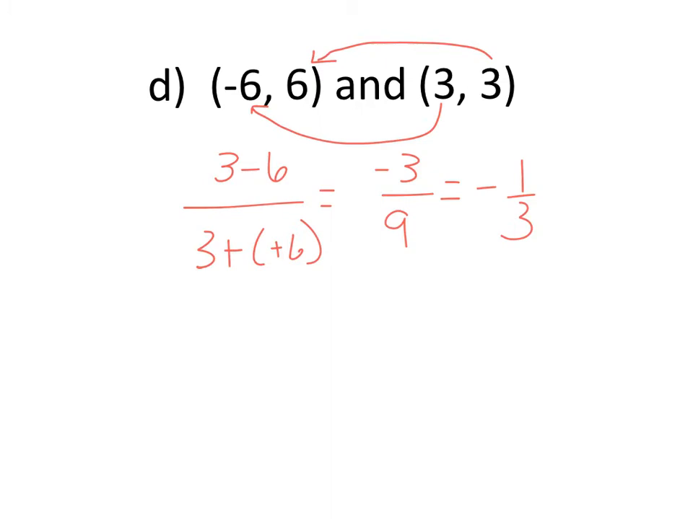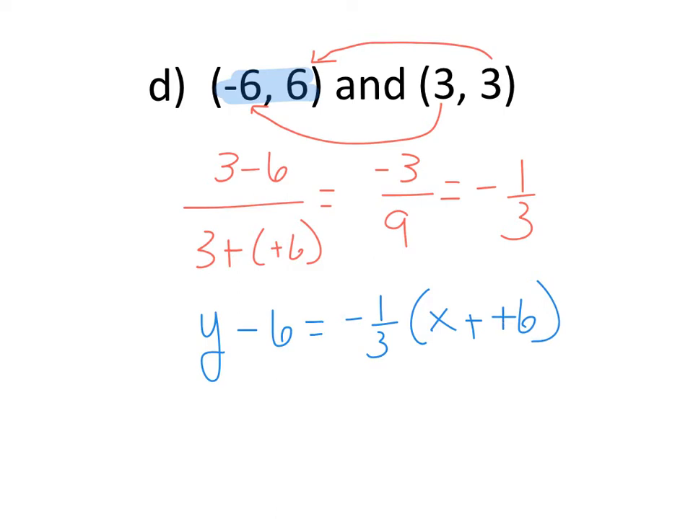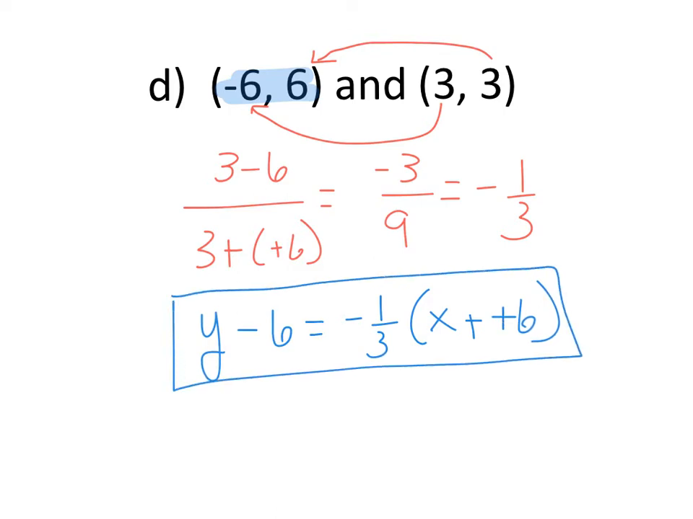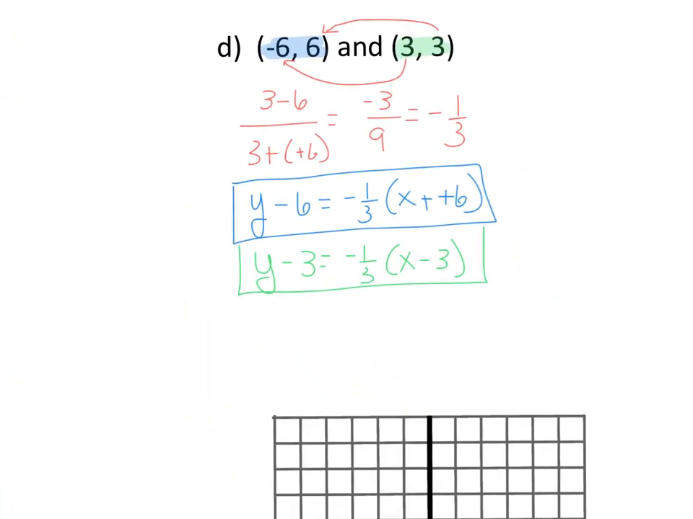All right, now again, I don't care which coordinate point you pick. It's up to you. So if I'm using -6, 6, I have y minus my y value, which is 6, equals my slope, -1/3, x minus my x value, which is -6. Okay, again, go ahead and clean that up. So that's one of the answers you could have had. Now, if you prefer to use the 3, 3, then you would have had y minus 3 equals -1/3 x minus your x value, which is a 3. And that could be your second answer. So again, you don't need both, just one or the other. You get to pick, okay?